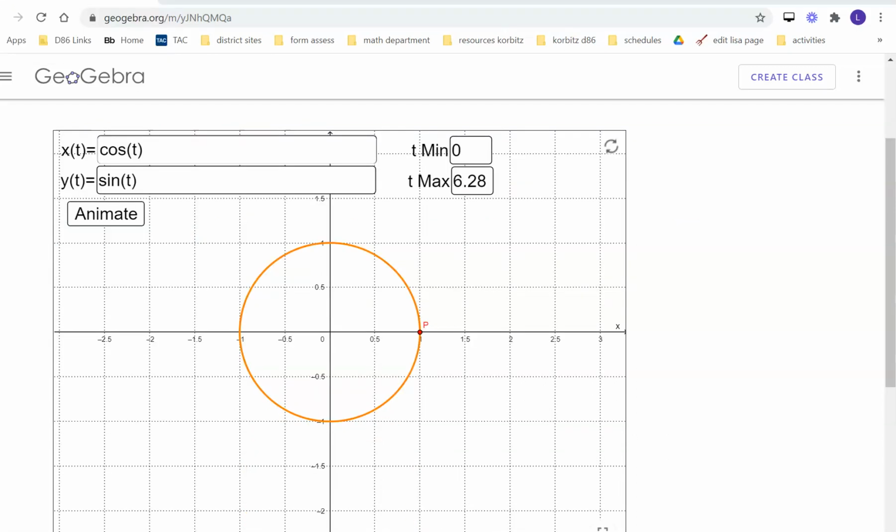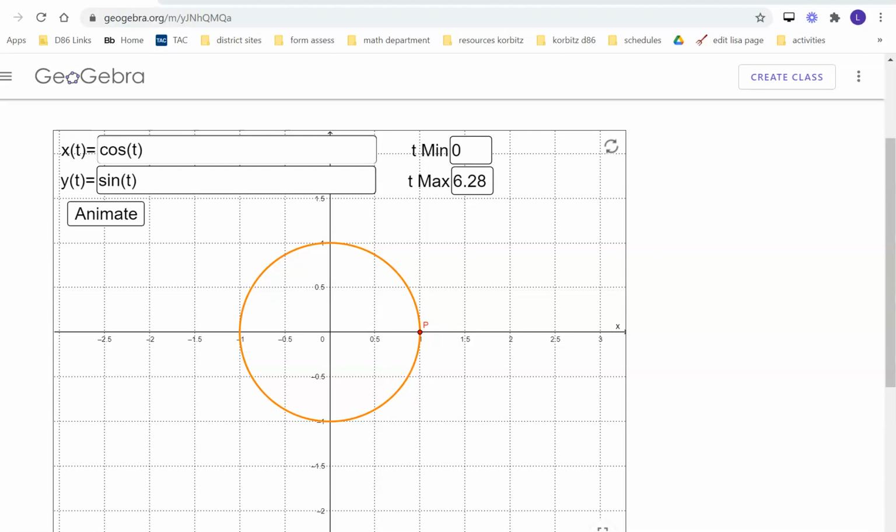Okay, so first of all, if you recall, when we have parametric equations, x and y both depend on this third parameter t. So you need two equations, one for x and one for y in terms of t, to graph one. So this is one parametric equation. We have the x and the y.